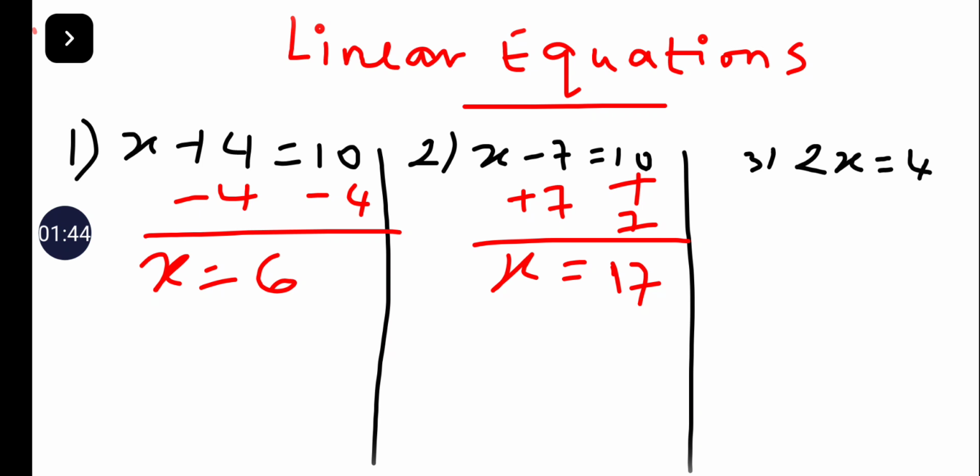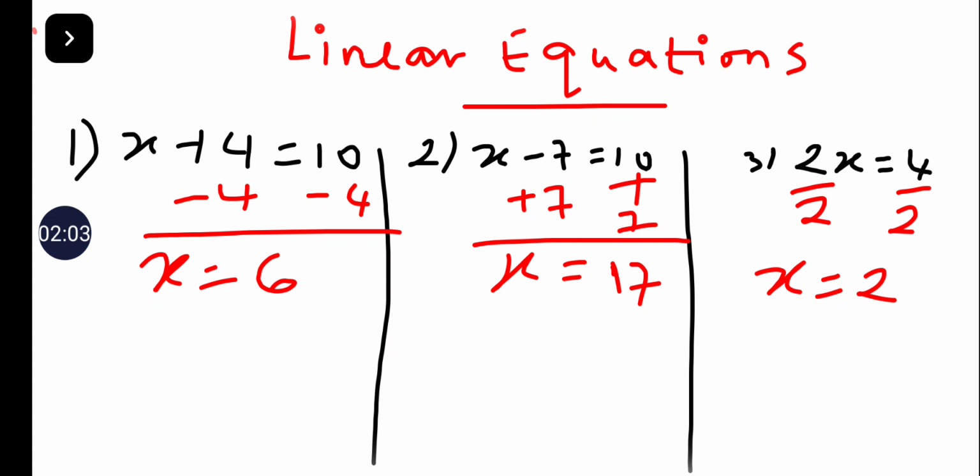Okay, we'll continue here. 2x is equal to 4. But you see that it's only multiplication that is here separating them, 2 and x, and so the inverse of multiplying is dividing. I divide both sides by 2. It gives me x is equal to 2.